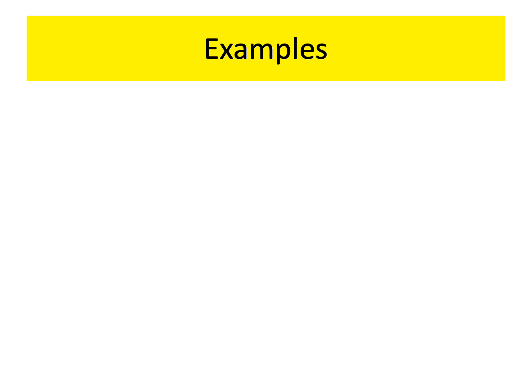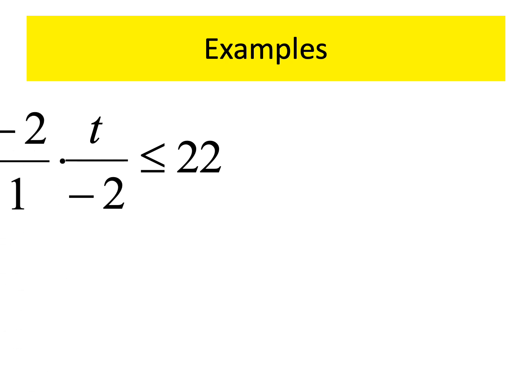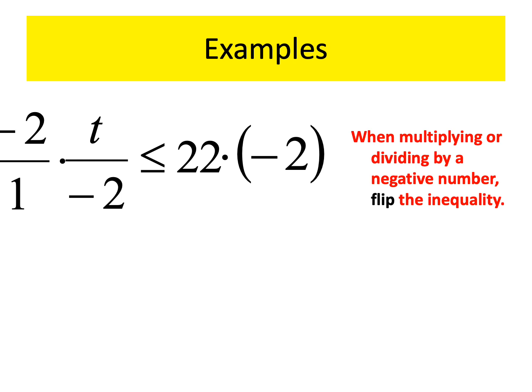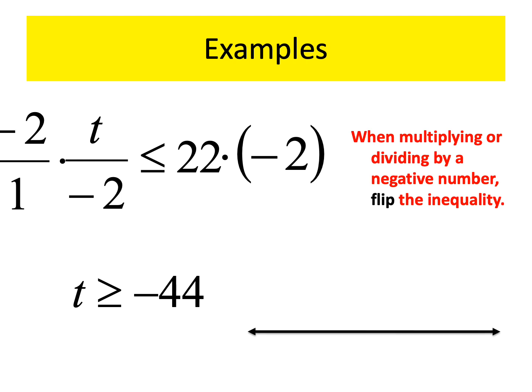All right, next one. What are we going to multiply both sides by? Yep, -2. So if I multiply both sides by -2, I have to flip the inequality because I just multiplied by a negative number. All right, so I'm going to be left with t is greater than or equal to -44. Let's see if I can get this one right. So let's see, that would be what? Closed circle, -44, shade right. Okay, back on track.